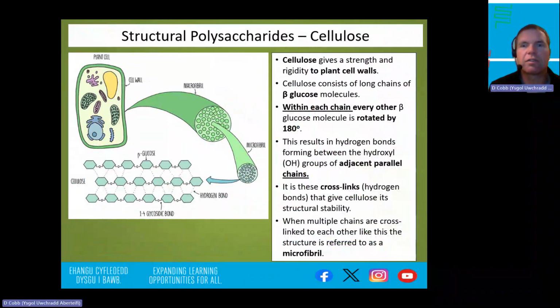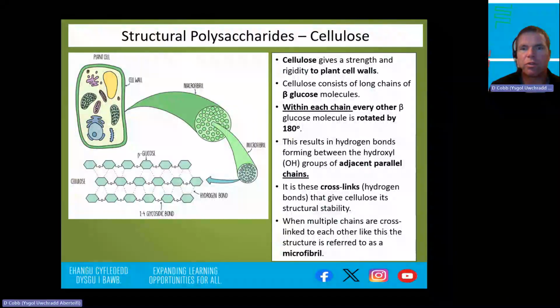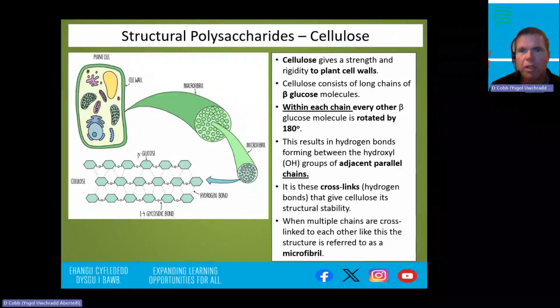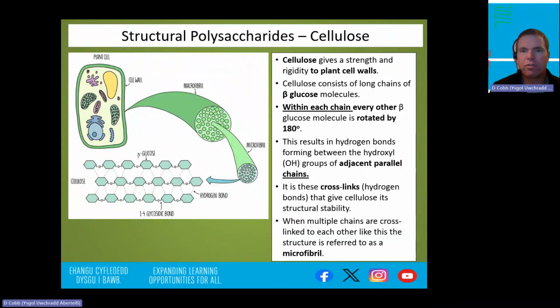So there's the essentials. Okay, what's on the right there? Cellulose gives strength and rigidity to plant cell walls. Long chains of beta-glucose molecules. Within each chain, every other beta-glucose molecule is rotated by 180 degrees. Forms hydrogen bonds between hydroxyl or OH groups of adjacent parallel chains. It's these cross-links that give cellulose its structural stability. And when you do this over and over again, multiple chains, the structure is referred to as a microfibril.